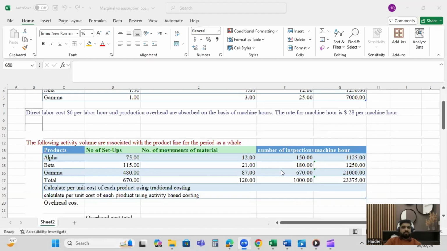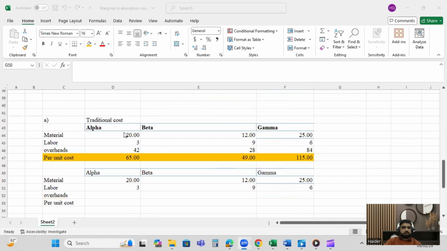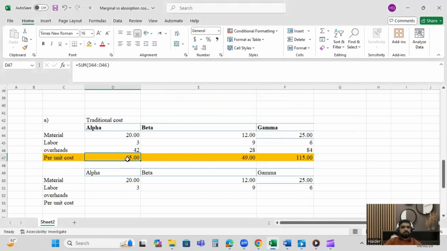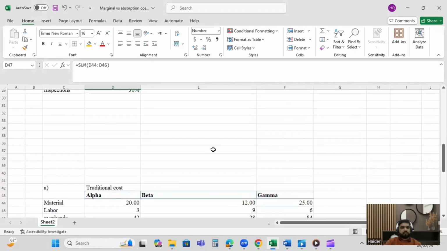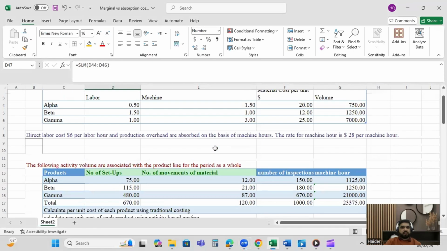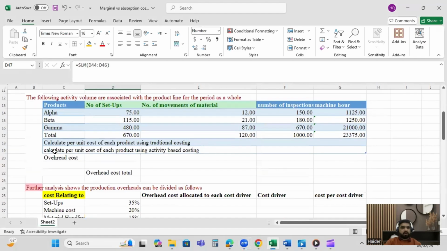Now you can see we have just calculated the cost of each product using traditional costing, where the overhead cost was absorbed based on the machine hours. So this was the cost per unit of alpha, beta, and gamma using traditional costing. But the examiner has given us another requirement, to calculate cost per unit of each product using activity-based costing. This is a little bit complex and a little bit difficult to calculate, because activity-based costing says we need to calculate the cost of each cost driver.